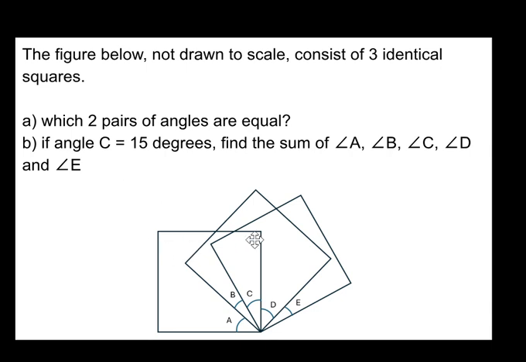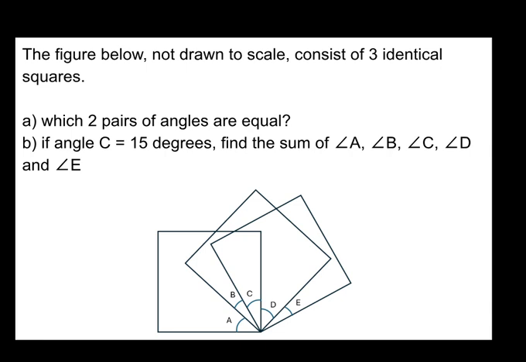Okay, so this is the diagram. Not drawn to scale, but it consists of three identical squares: 1, 2, and the third one. And these are the angles A, B, C, D, E. So the question asks which two pairs of angles are equal.